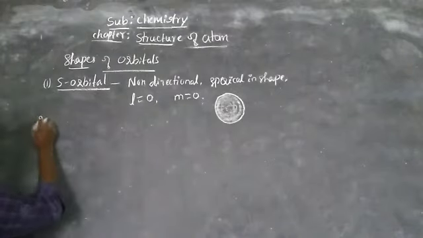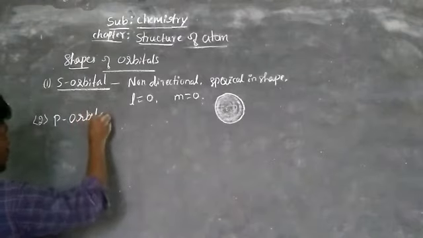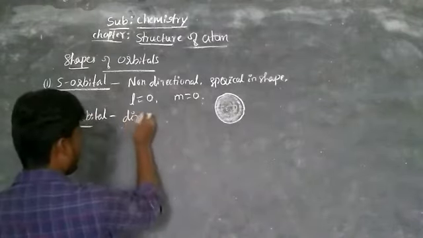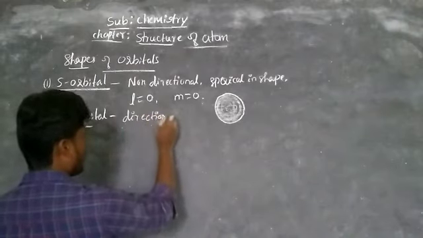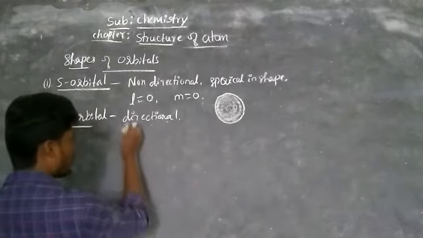And for the second orbital, that is the P orbital. This P orbital is directional. The P orbital is directional and dumbbell in shape.